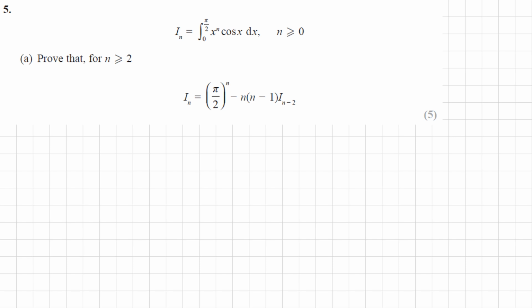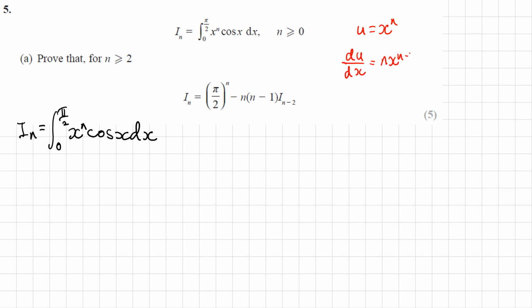Okay, now to do this question, we need to do integration by parts. So I'll just write out what we've been given here, and we'll do u is equal to x to the n, which means du dx is going to be n x to the power n minus 1, and then we'll do dv dx is equal to cos x, which means that v is equal to sine x. Right, so let's do that and see what we get.